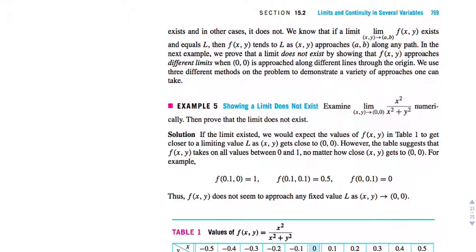We know that if a limit exists and equals L, then the function tends to L as x approaches a comma b along any path. In the next example, we prove that a limit does not exist by showing that the function approaches different limits when 0, 0 is approached along different lines through the origin. We use 3 different methods on the problem to demonstrate a variety of approaches that one can take. Okay, so this is example 5.